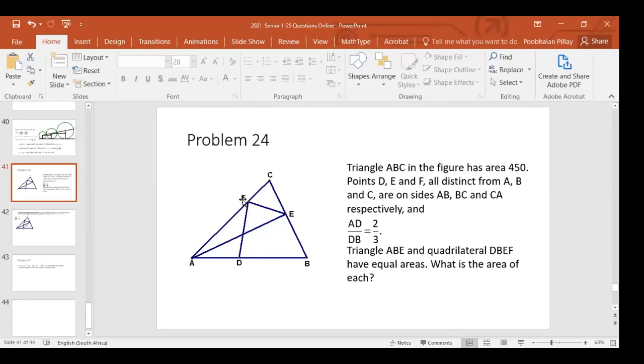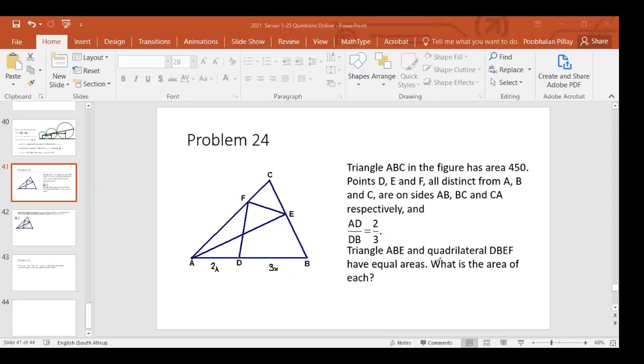Triangle ABC in the figure has area 450. So the whole triangle has got area 450. The points D, E, and F, right? They all lie so on and so forth. But the ratio of AD to DB is 2/3. The ratio, remember, you don't say 2 and 3 here. You'll say 2x and 3x. Like that, that's the ratio. The actual number will be 2 times something, and the number here will be 3 times the same thing. Right? That's how you treat ratios.